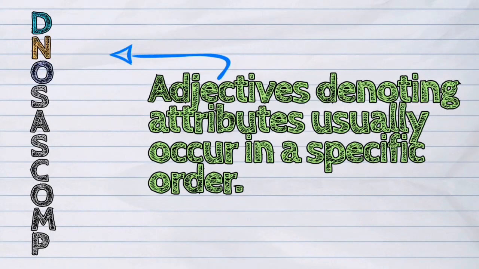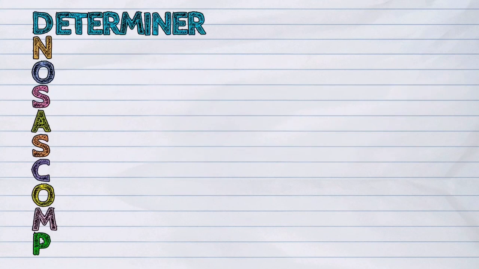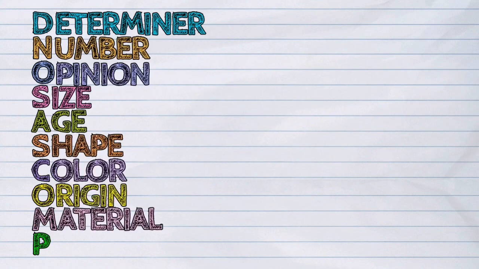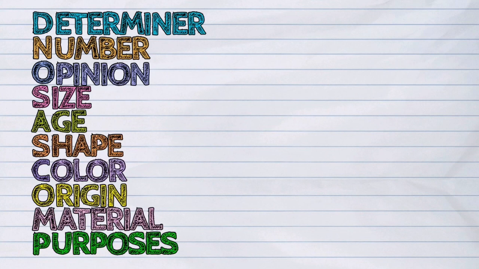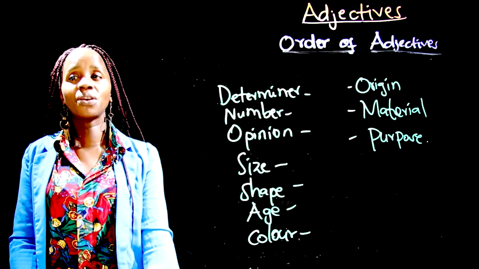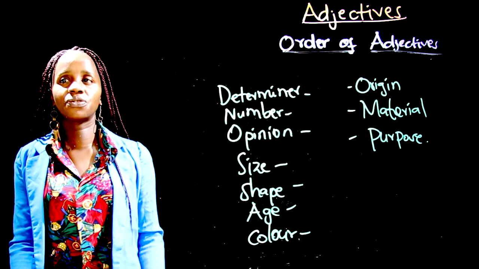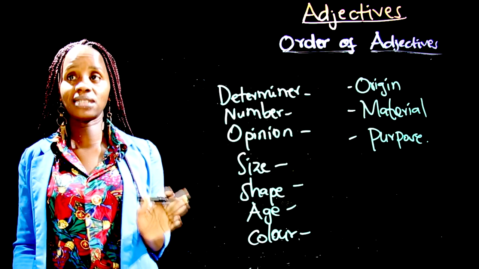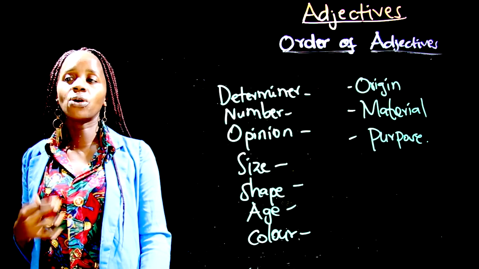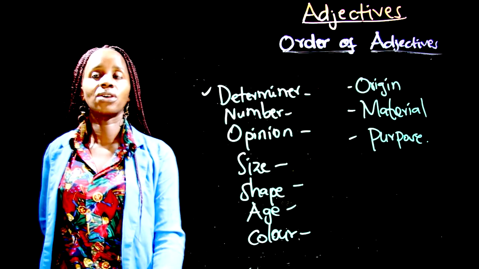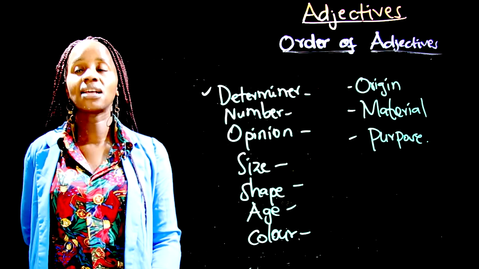And that was the order of adjectives. Determiner, number, opinion, size, age, shape, color, origin, material, and purpose. Having watched that short video, I'm sure there are some things you've noticed. So we all agree that the determiner should come first.